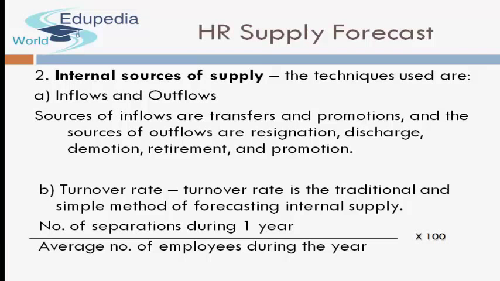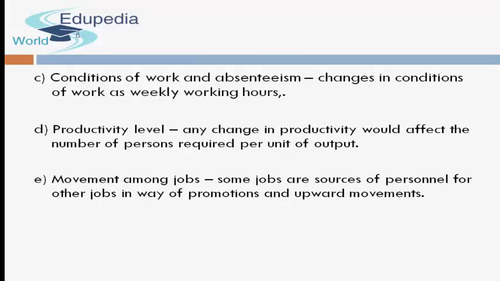So that helps you in deciding how many employees you would be requiring, and whether they can be internally supplied or not. Conditions of work and absenteeism, productivity level, movement among jobs: some jobs are sources of personnel for other jobs in ways of promotions and upward movements. So whatever the movement of jobs happening within the organization, upward, lateral transfers, all these things are kept in mind to understand whether the employees can be supplied internally or not.